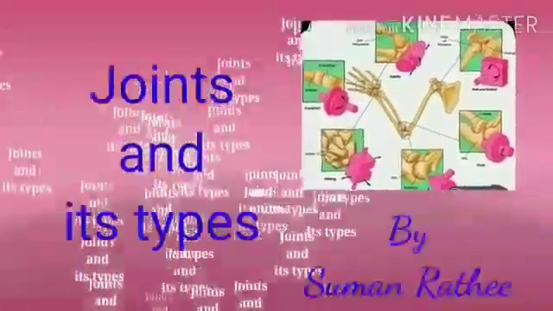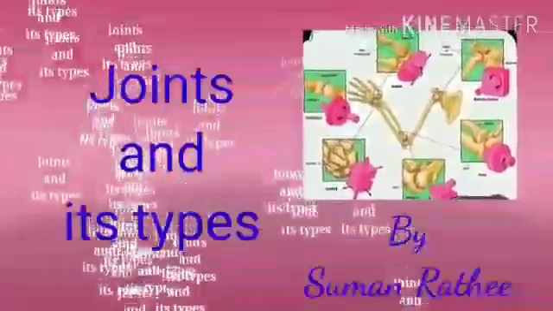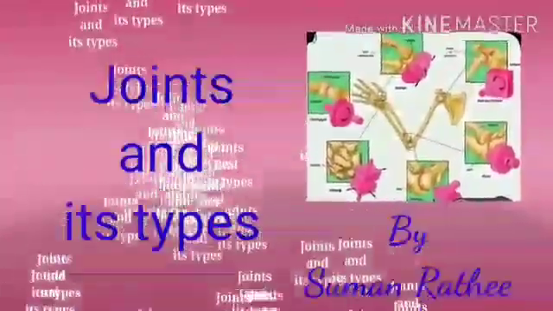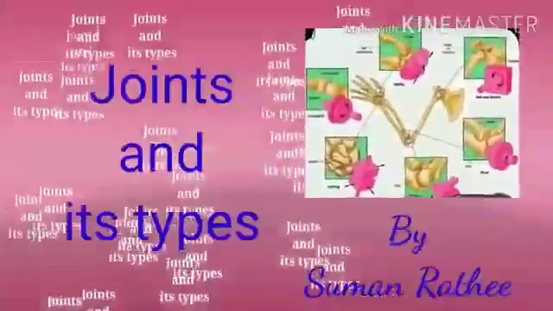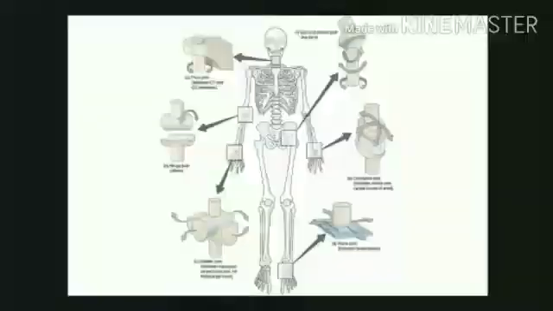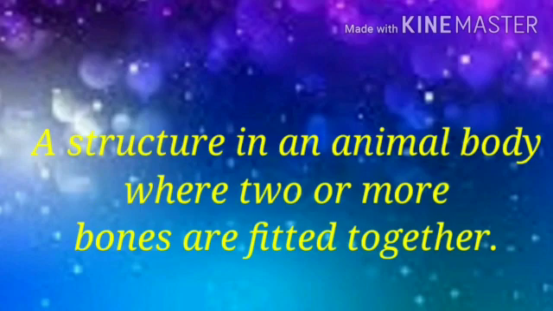The bones of the body are joined with one another at joints to allow movements in certain directions. So, the movements of a part of the body depend upon the type of joint present at that region. A joint can be defined as a structure in an animal body where two or more bones are fitted together.